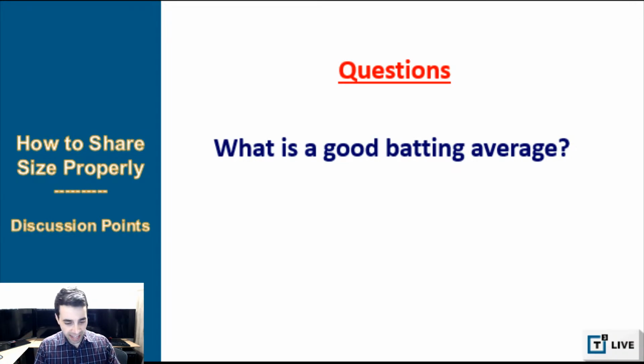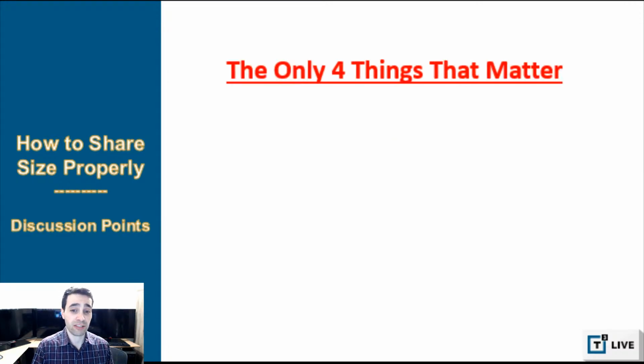Now, Ant is qualifying it: 50% if you're only doing 2 to 1. If you're getting 2 to 1 reward to risk on your trades, then 50% is good. That's a pretty interesting answer. Okay, good. We're going to come back to this in a minute too.